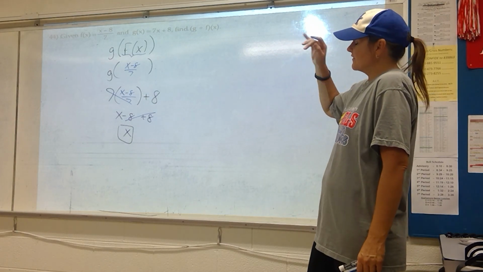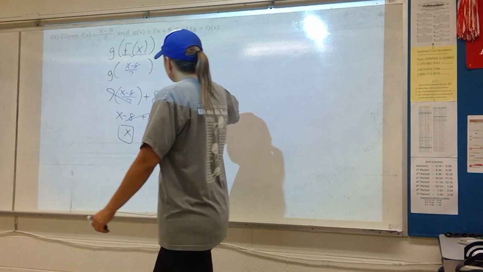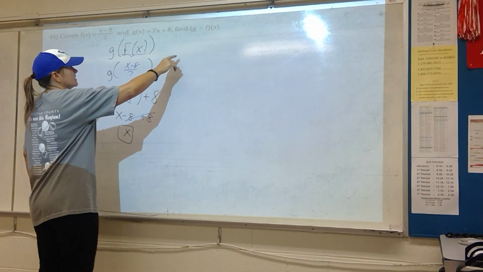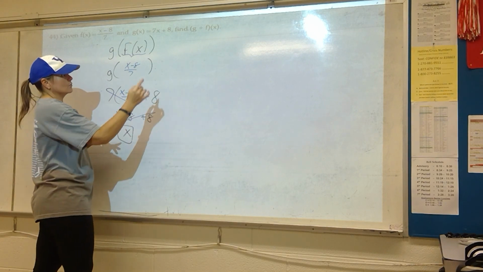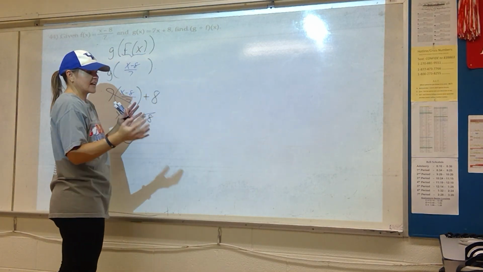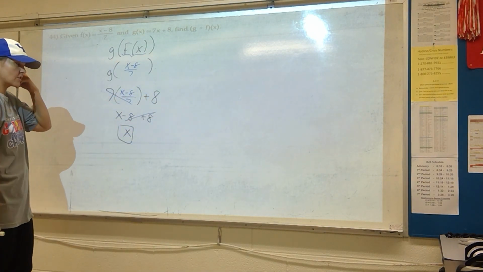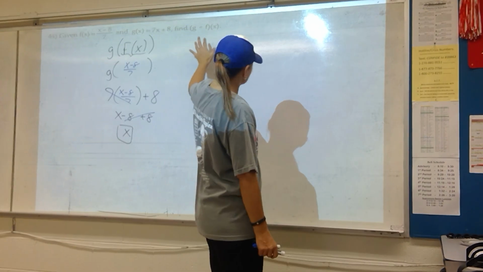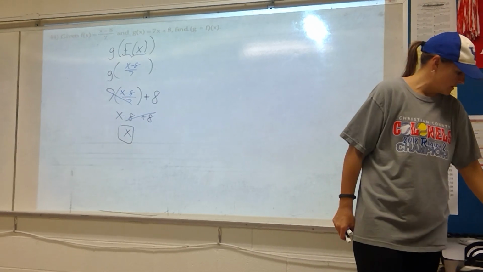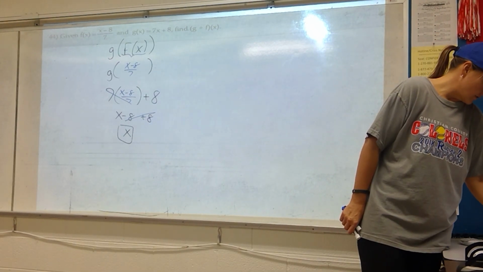Two functions are inverses if you do g of f of x and get x, and if you do f of g of x and get x. That's a way to check if two things are inverses or not. So it appears these two might be inverses. You actually would have to do f of g of x to prove that. She didn't ask you to do that here, so we're going to move on.